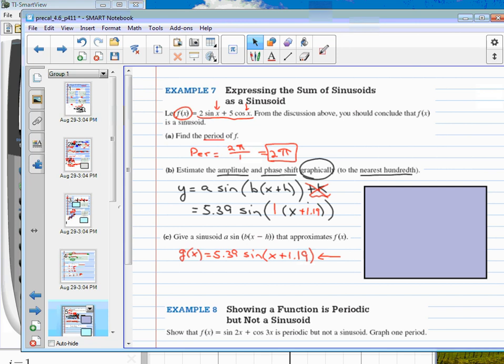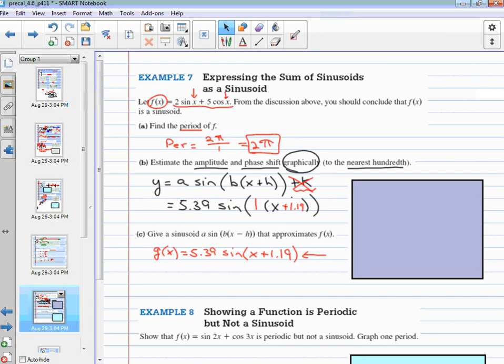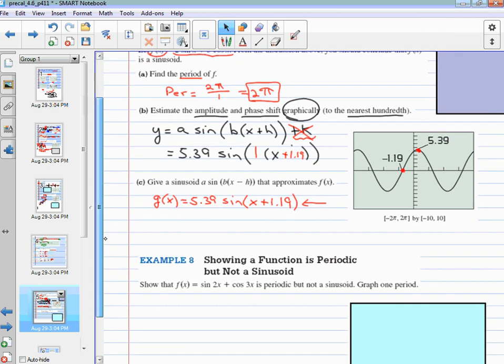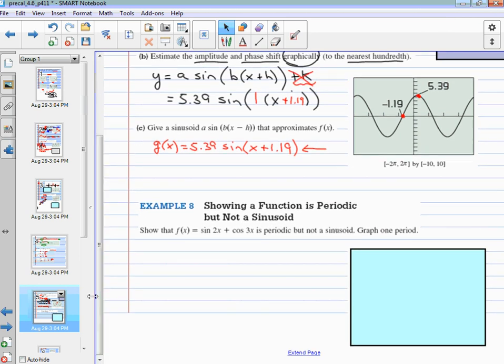So once we know that a sum or a difference is going to be a sinusoid, we can graph it, and we can calculate the amplitude and where our phase shift was and fill it in. We're done. And if I translate it up or down, we can figure that out too.